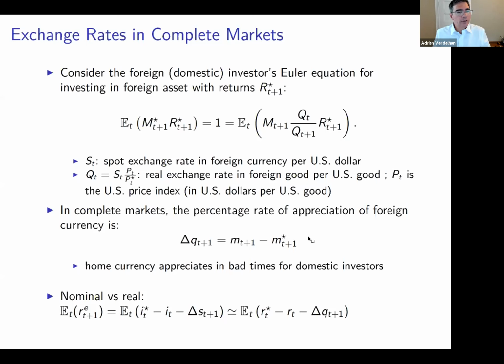And this, you can think of it as an accounting definition. It doesn't say anything about causality. It's not the case that M causes Q or Q causes M. No, it has to hold. It has to hold because you assume that markets are complete.